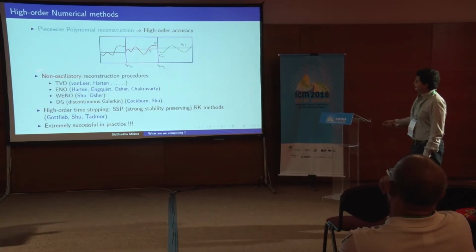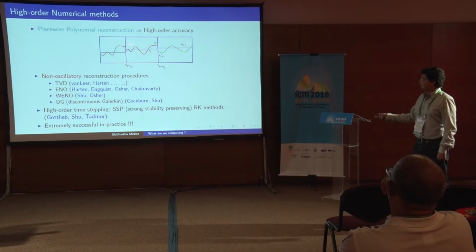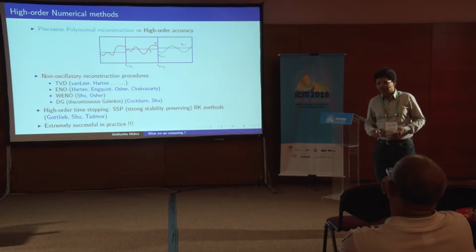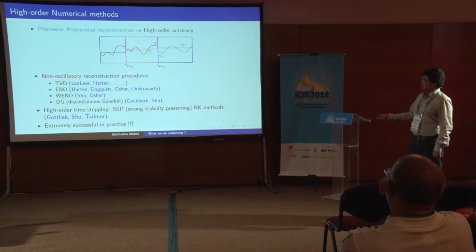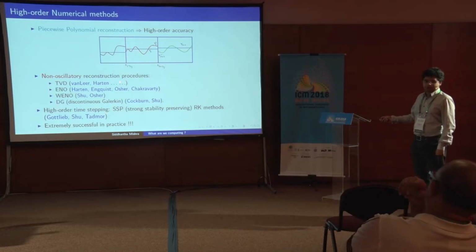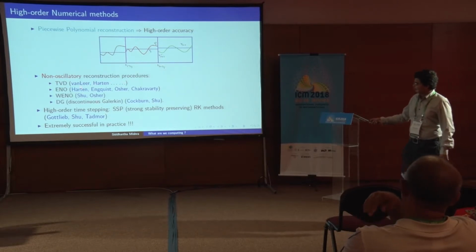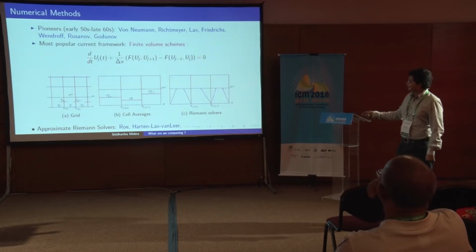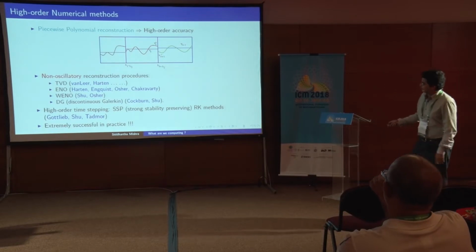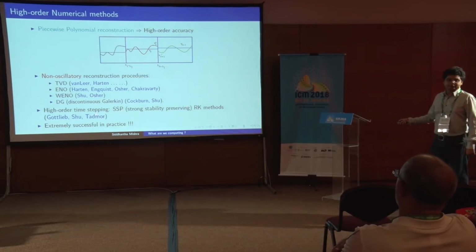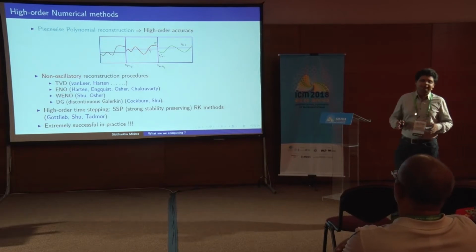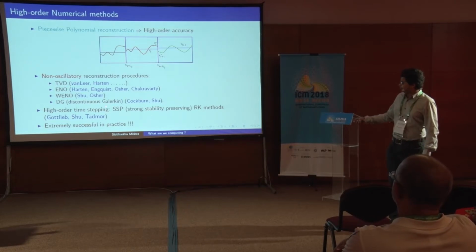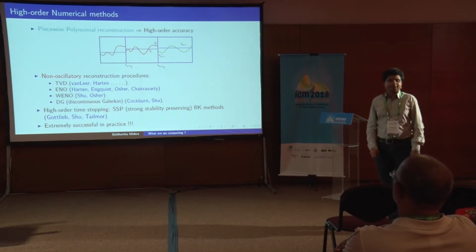To get high order in space, we need to work with piecewise polynomial reconstructions. However, remember that the underlying function is discontinuous. So in order to use piecewise polynomials, we need some sort of a non-oscillatory reconstruction procedure. A variety of these are available. Some of them are listed here. And the end result is a system of ODEs, which is written here. And in particular, you can evolve them by using what are called strong stability-preserving Runge-Kutta methods.